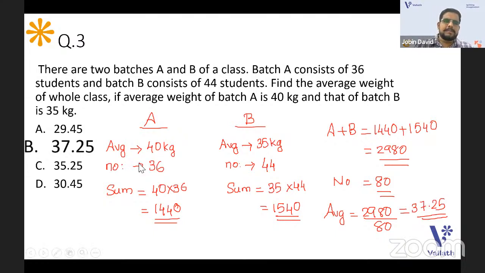Okay. So this is how you deal with the average question part. You have the number, you have the average, multiply it. Then read the question, what do you want? Average weight of the whole class means you should add it. How did you get 80? 36 plus 44. You add the total number. That is how you get 80 here. I think my explanation is very clear. I'm going to the next question.